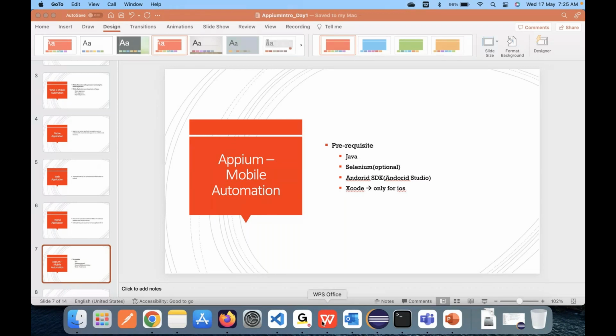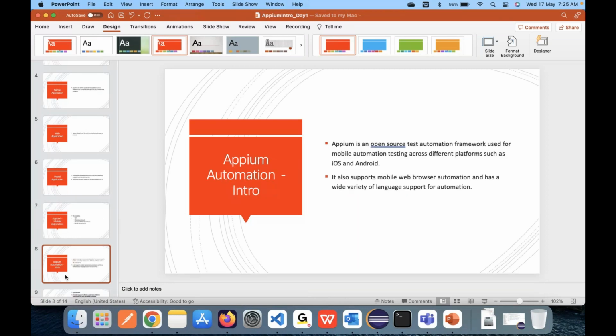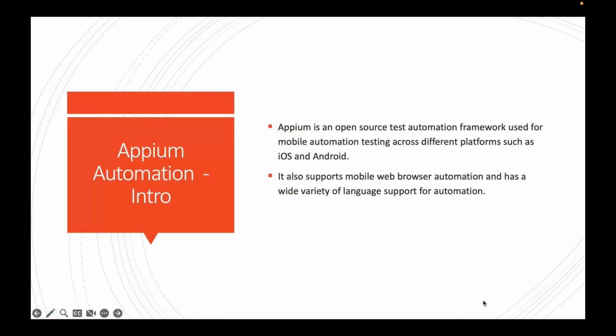So let's move on to the next one. What about Appium? Appium is an open source framework you use for your mobile automation, and it covers different platforms as well. You can cover iOS, Android, and there was one more platform available, Windows. I still remember we used to test Windows with Appium as well, and it supports a variety of programming languages.